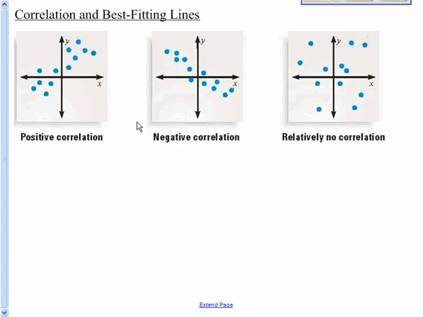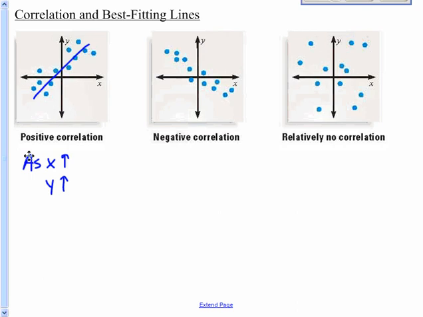With a positive correlation, it's a relationship between paired data that as x increases, y also tends to increase. You notice as x is getting larger, y is getting larger, and there's a correlation there. They all follow that kind of best fitting line. They're kind of around that, if you will.